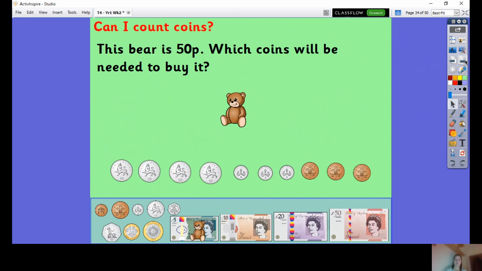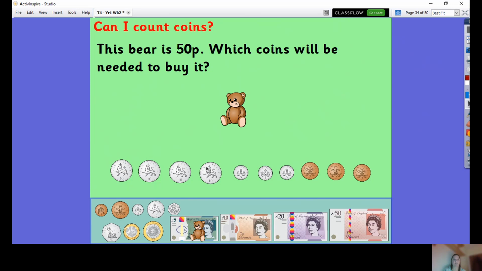Okay, let's move on. Now we're going to really start thinking about the value of the coins. So imagine this bear is 50p, that's a bargain. Maybe it's at a jumble sale or something like that. I don't even know if some of you know what a jumble sale is, but at a fair, this bear is 50 pence. So which coins will be needed to buy it?